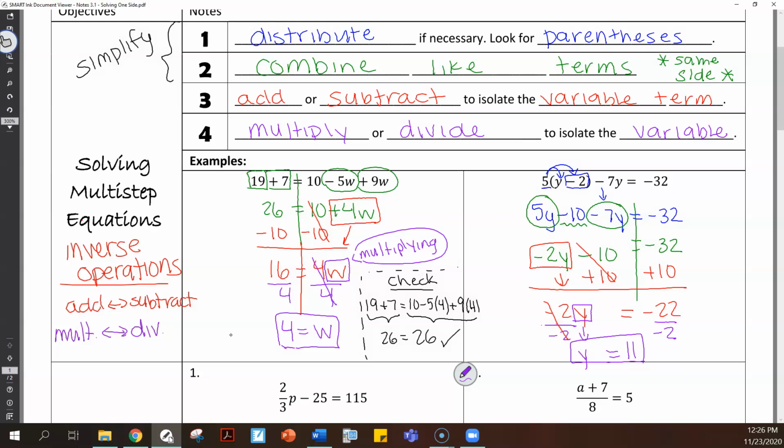And I can check this by plugging it back in to make sure that I've done this correctly. So 5 parentheses y, but I said that y was 11, -2 minus 7 times y, which is 11. And I'm going to see if that equals -32. I'm running out of space.